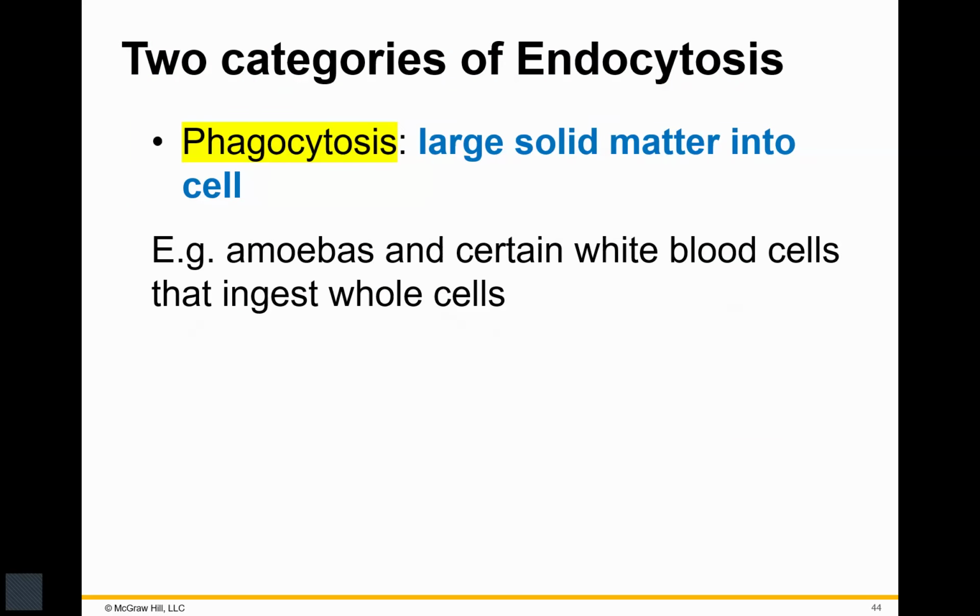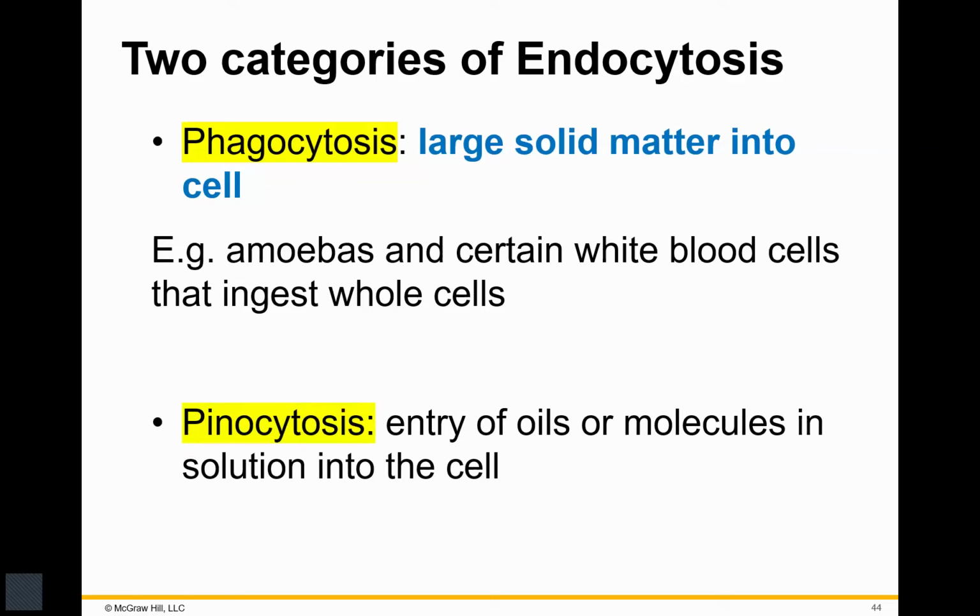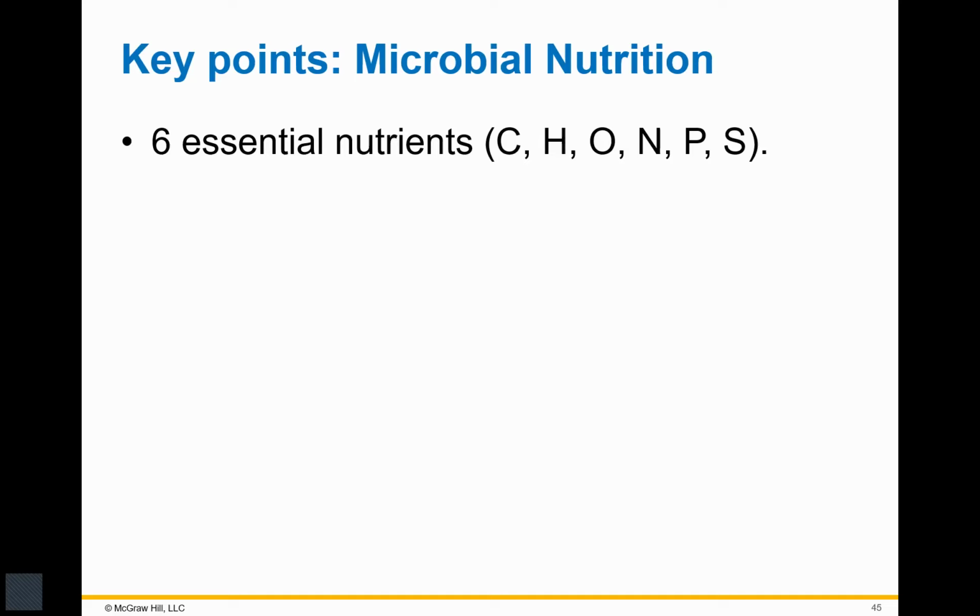Now, phagocytosis is typically used by amoeba, which is a protozoa, and is also the mechanism by which our white blood cells perform their immune protective function, where our white blood cells are able to ingest whole viral or bacterial particles through phagocytosis, engulf it, and bring it into the cell to be digested or degraded. Now, with pinocytosis, we can move liquids like oil and other needed molecules into the cell.